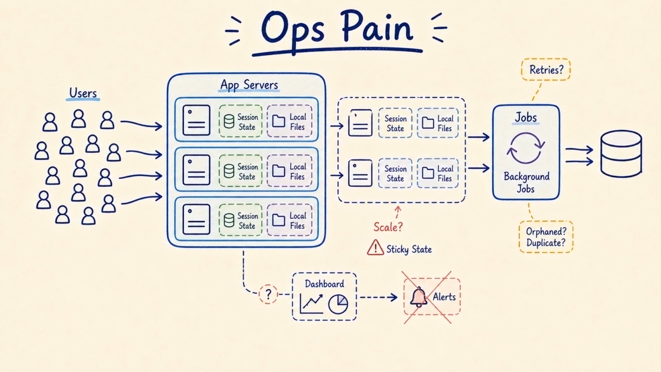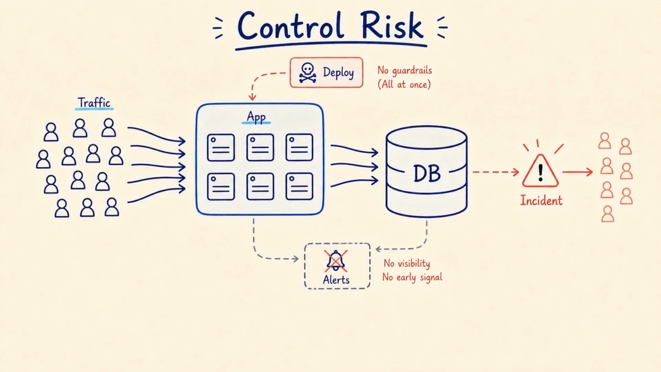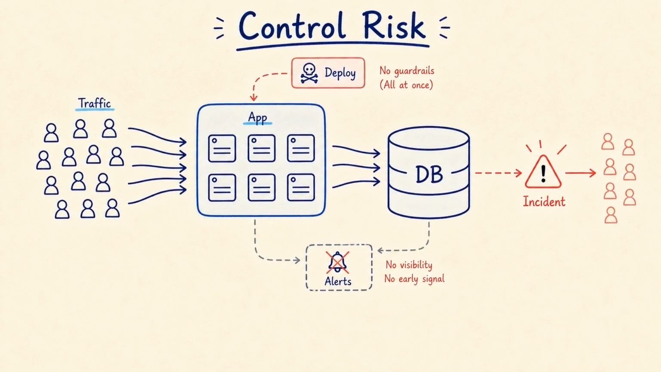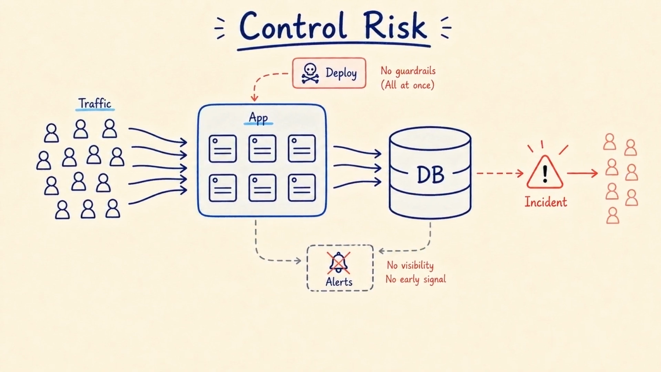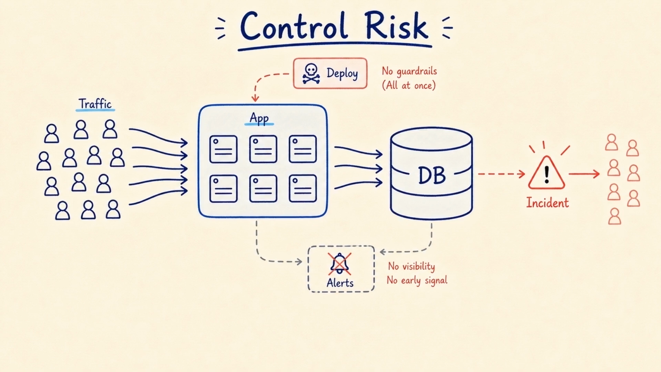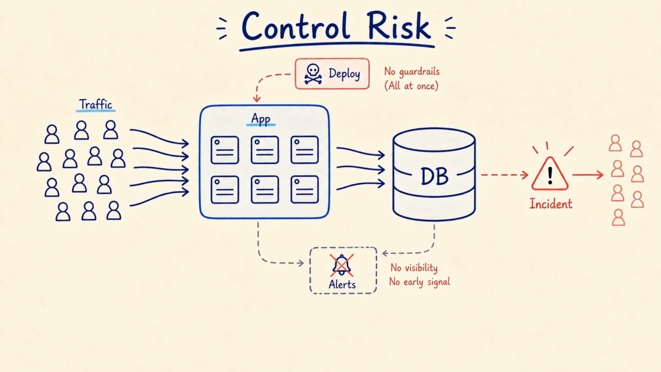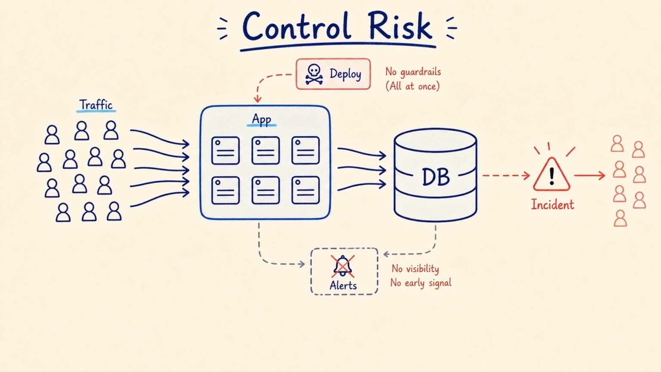And then comes the part junior diagrams almost always skip. Without observability and safe deployments, the system can scale traffic while still scaling incident pain. That is where production-grade thinking separates itself from feature demo thinking.